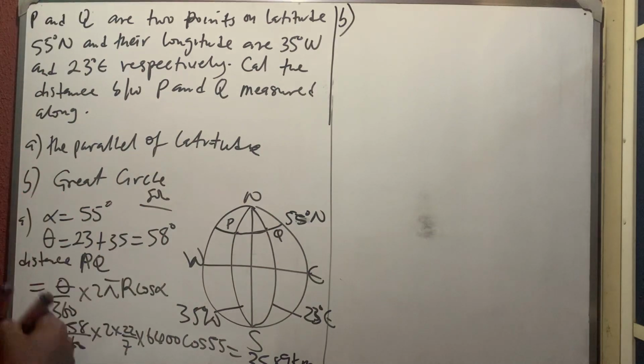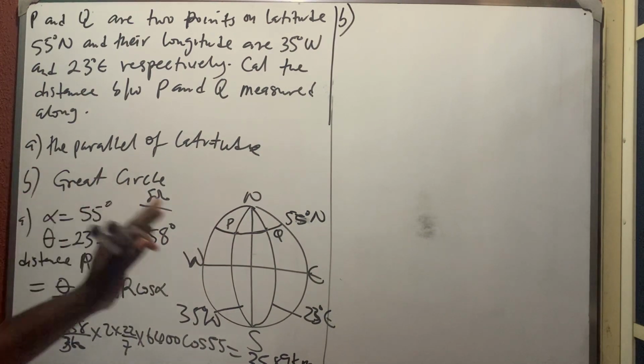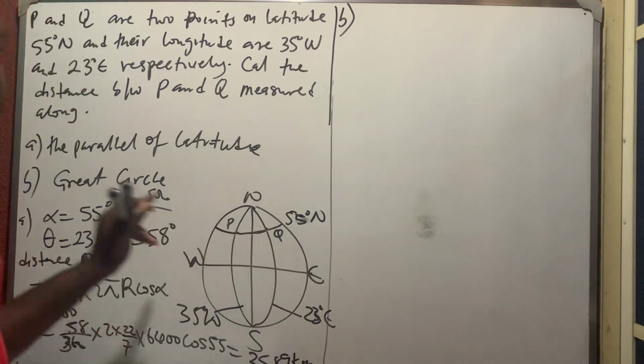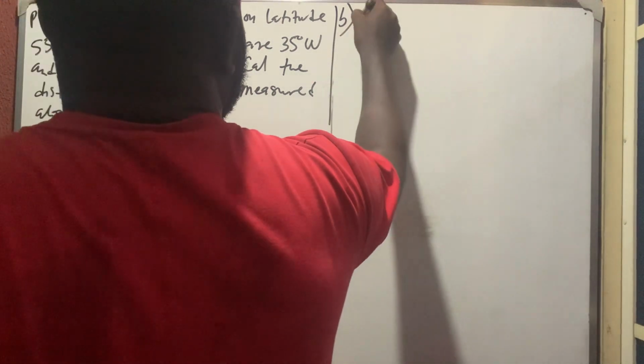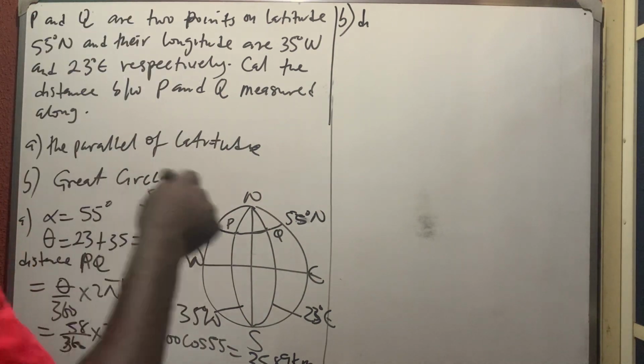The B part says we should find the distance on the great circle. Normally the distance is supposed to be on the small circle, but they are not asking you to find it on the small circle, they are asking for the great circle. And I told you the formula: the distance on the great circle means the shortest distance between them.